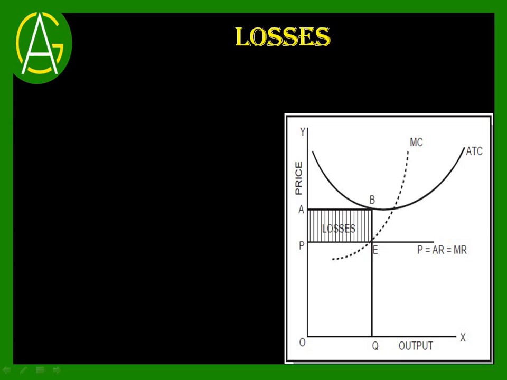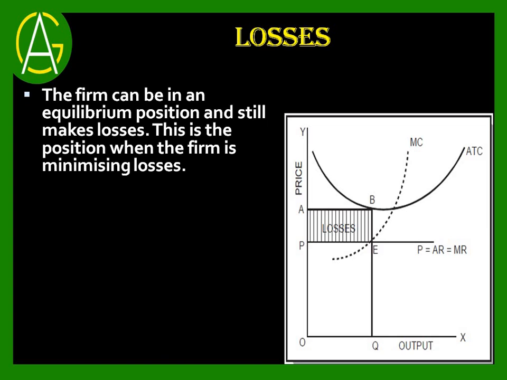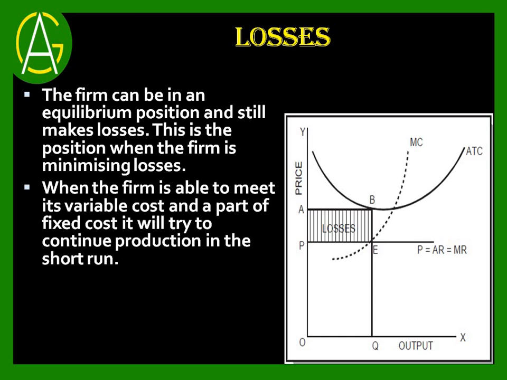Let us understand in detail. See, the firm can be in equilibrium position and still it can make loss. Here, the firm's strategy would be to minimize the loss. When the firm is able to meet its variable cost and a part of its fixed cost, it will continue the production in the short run.